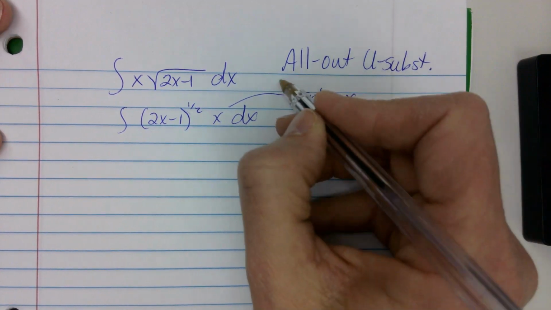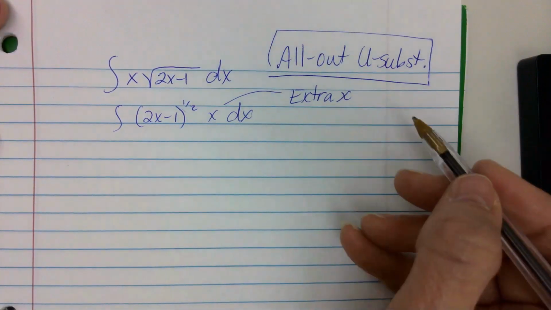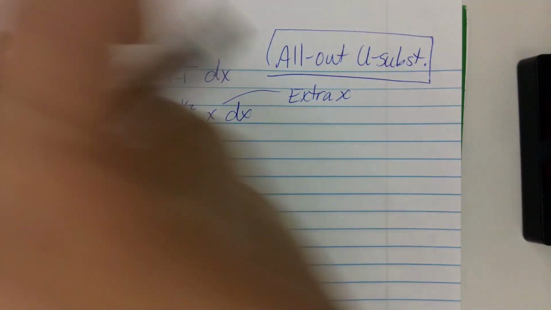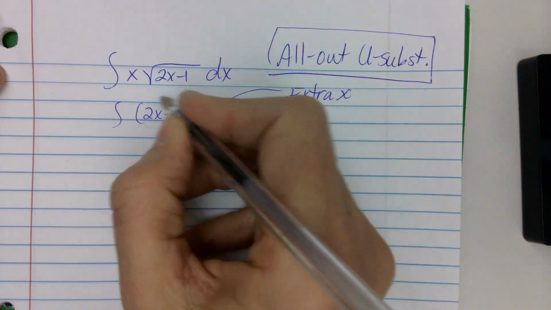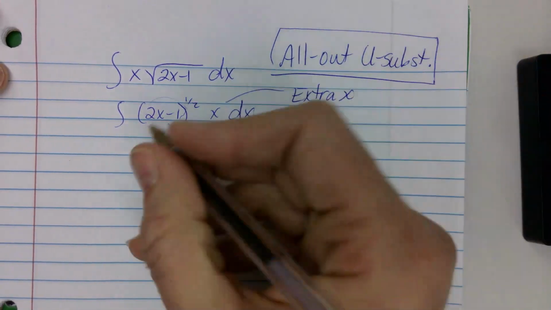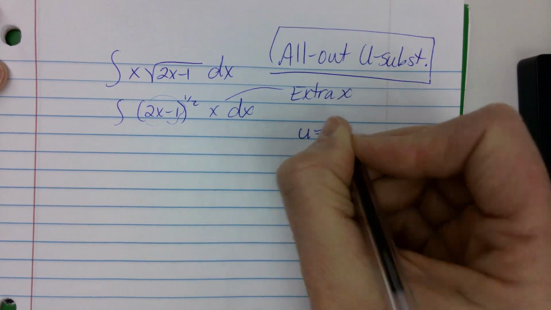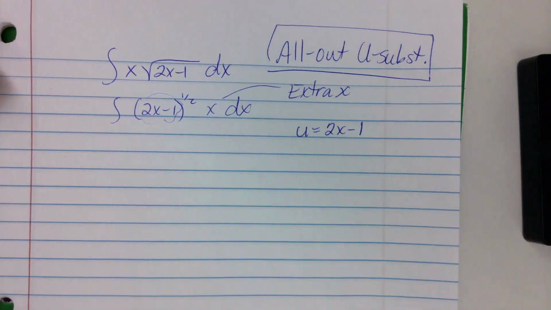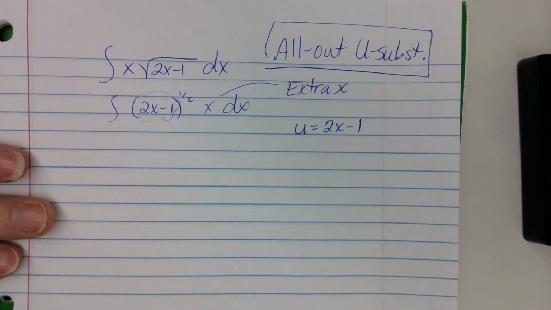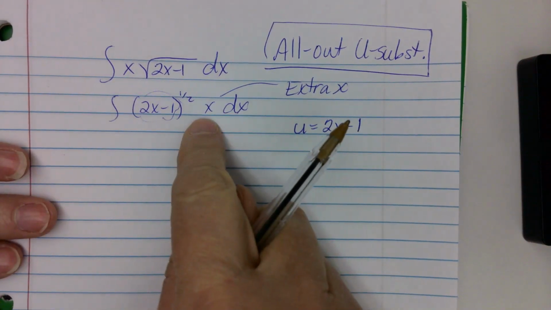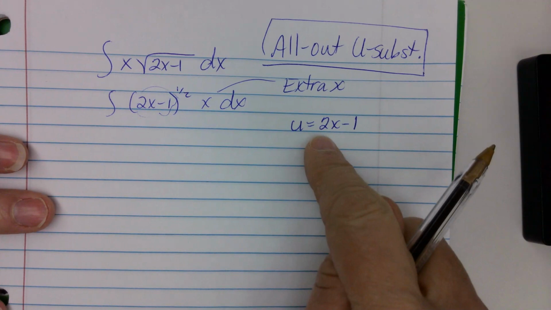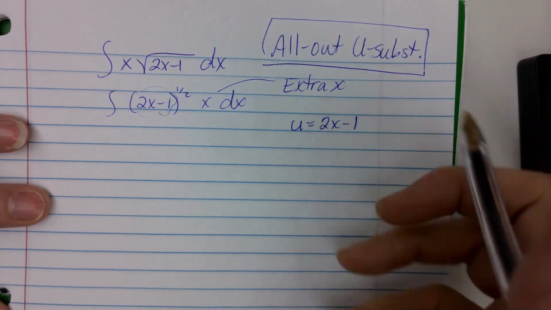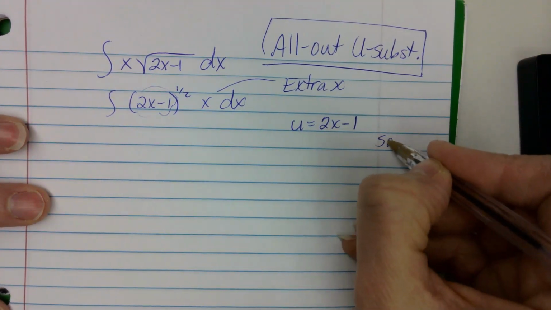So we have to do an all-out U substitution. And whatever is in the biggest blob, that has to be our U. So 2x minus 1 is our U. We have no choice. But we have an extra x and we have a dx. So what I'm going to tell you to do is solve for the x.